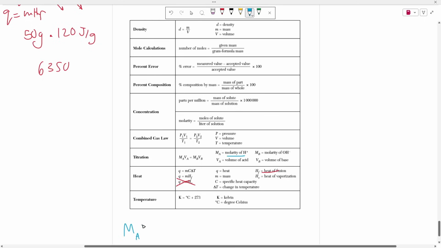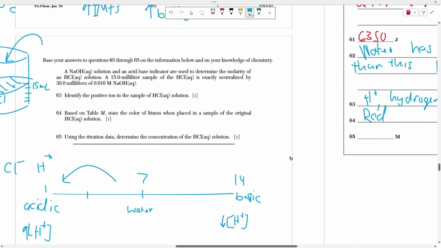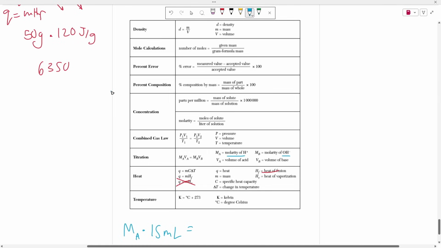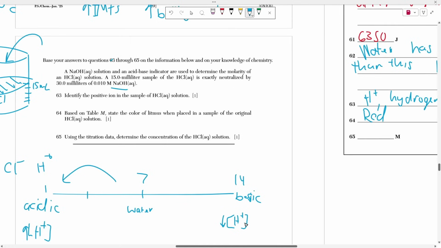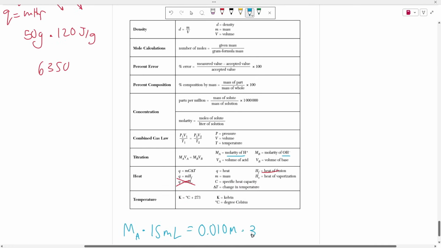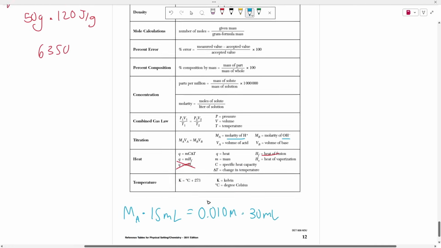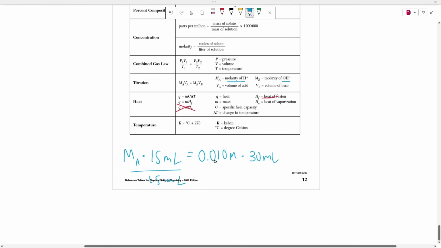The concentration of the acid times the volume of the acid, which in this case was 15 milliliters. So Ma, which we don't know, times 15 ml has to equal the molarity of the OH minus, which is just the concentration of the NaOH, which is 0.010 molar, times the volume of the base, which in this case is 30 milliliters. Okay, so now all I have to do is divide both sides by 15 milliliters to get Ma.